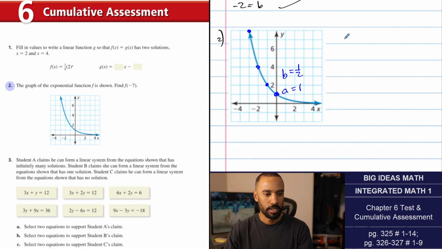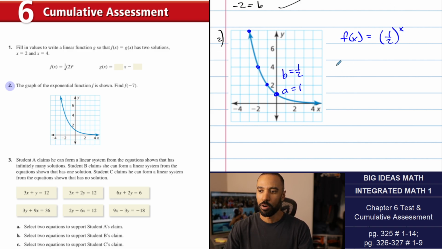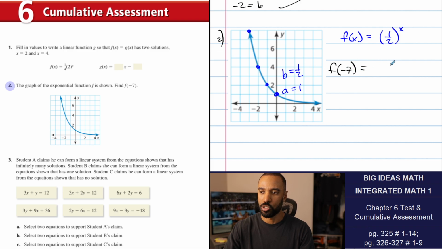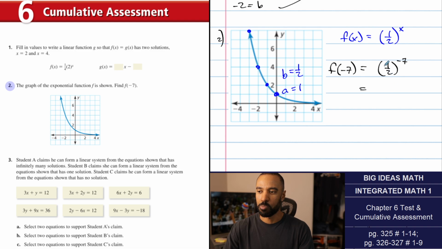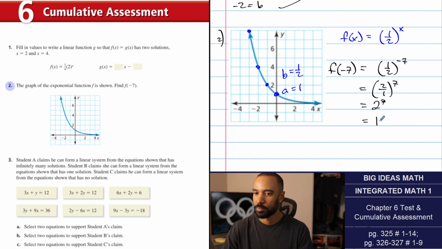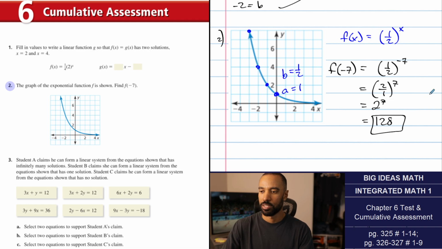So our equation is going to be f of x equals 1 times 1/2 to the x power, or just 1/2 to the x power. Use parentheses around that guy. If I want to find f of negative 7, I have to substitute negative 7 for x. Now, a negative exponent means I get to flip this fraction and raise to the 7th. That's the same thing as 2 to the 7th power, which we saw earlier as 128. And that is the y value.